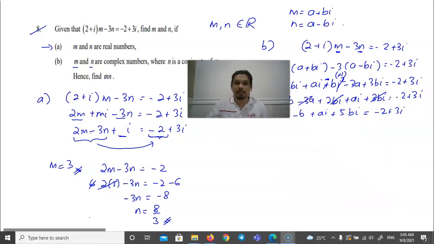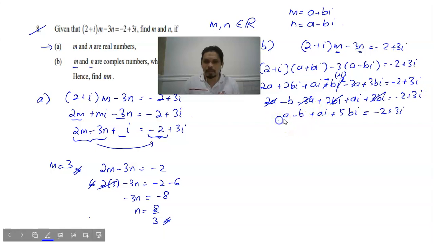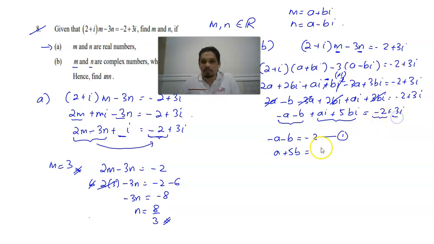Now we are going to compare the terms without an i. For example, this negative a minus b with negative 2. Negative a minus b equal to negative 2 as equation 1. And then ai plus 5bi, just factorize, take the i outside, then we get a plus 5b equal to 3, equation 2.